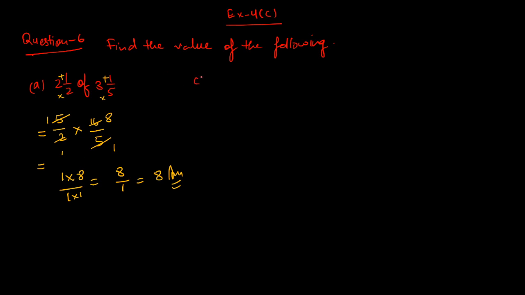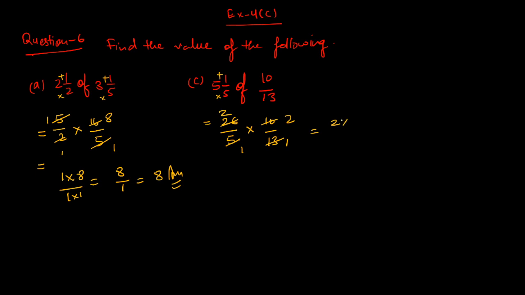Now part C says 5 whole 1 upon 5 of 10 upon 13. To change this mixed fraction into improper, 5 5s are 25, 25 plus 1 is 26 upon 5. Of means multiply 10 upon 13. Now students, 5 ones are 5, 5 twos are 10, 13 ones are 13, 13 twos are 26.